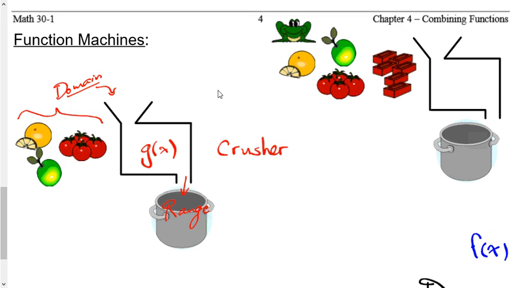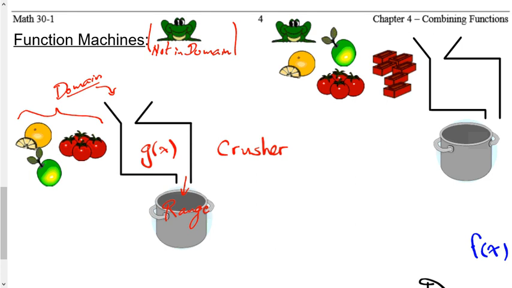Could I put a frog in my crusher? Well, no, that would just be rude. Frogs can't go in crushers. They do not belong there. So this is not in the domain. I'll just make a note up here, not in domain. Okay, so there's my setup, not in the domain. This stuff down here is in the domain.